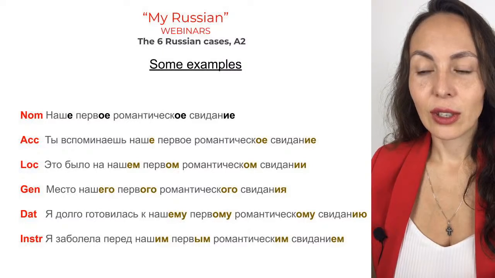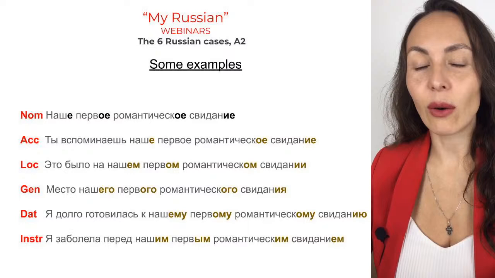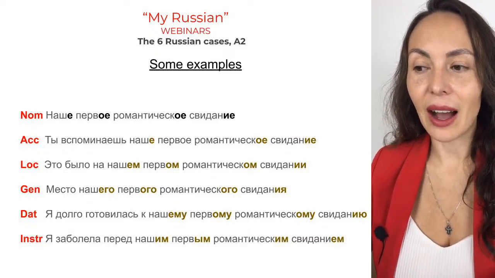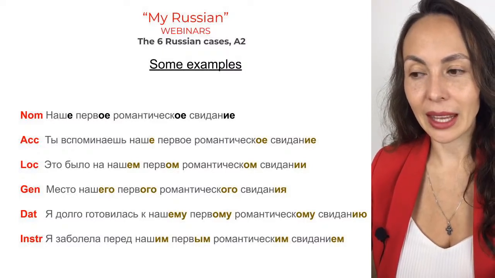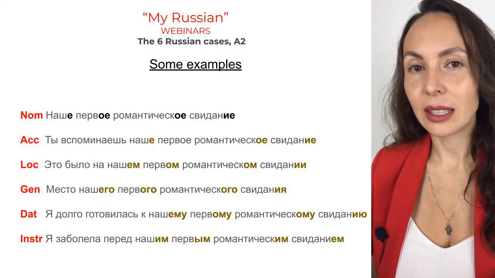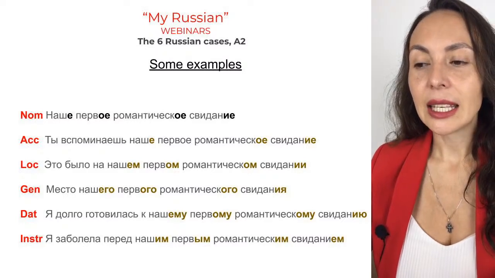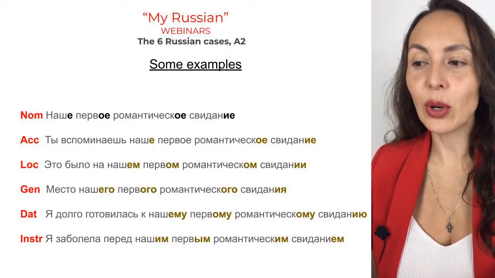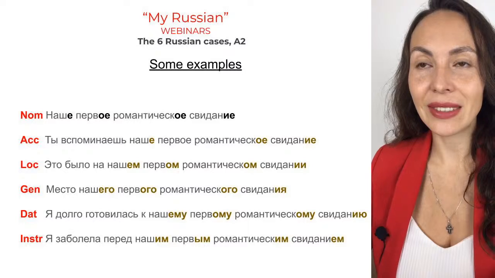Genitive. Место of what? This is a place of what? Место нашего первого романтического свидания. Again, we change all the four words. Dative. Я долго готовилась к нашему первому романтическому свиданию.